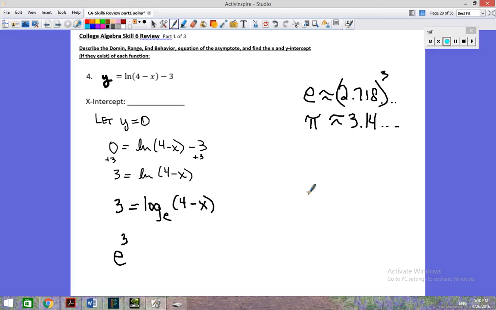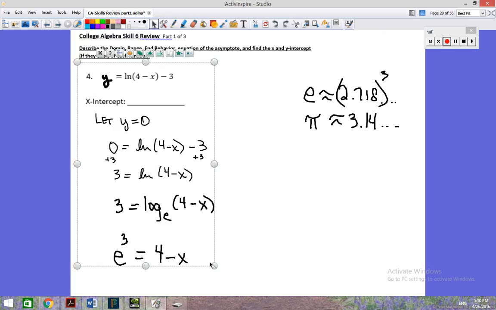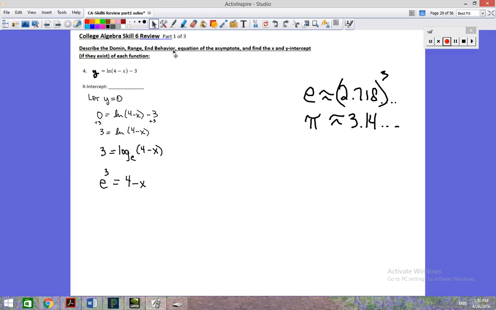We can use a calculator here in just a minute to determine a decimal approximation for that. So e to the third is equal to 4 minus x. To solve this equation for x, you simply add x to both sides and subtract that e to the third, or in other words, if these two terms switch places, you have 4 minus e to the third.